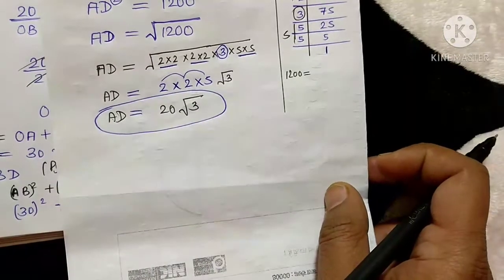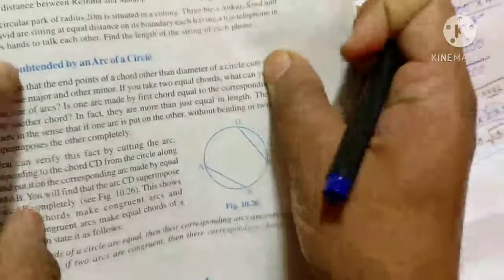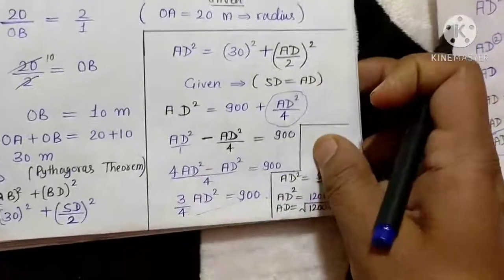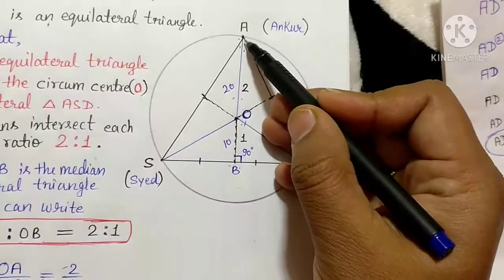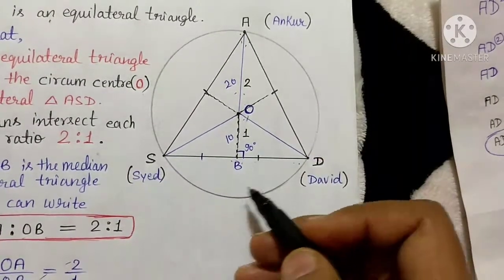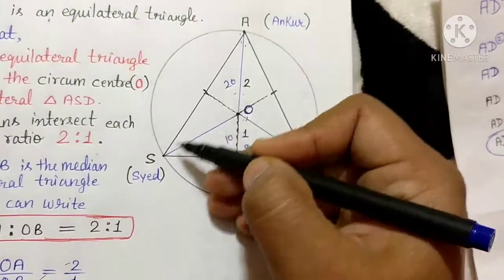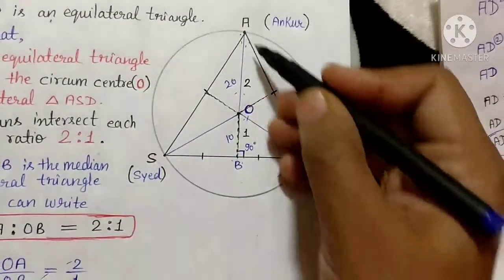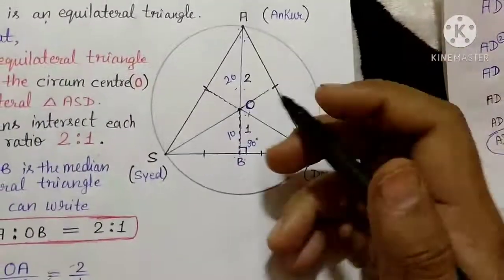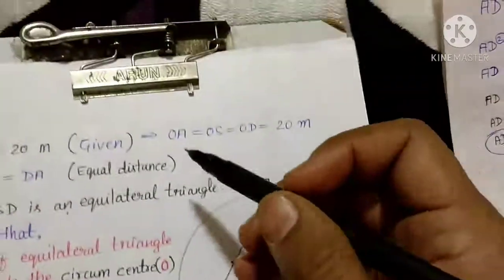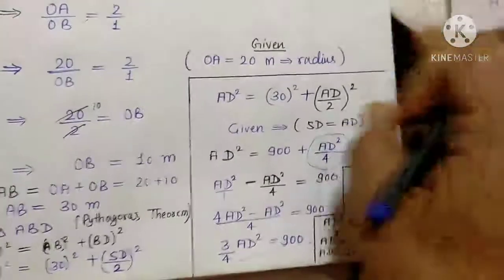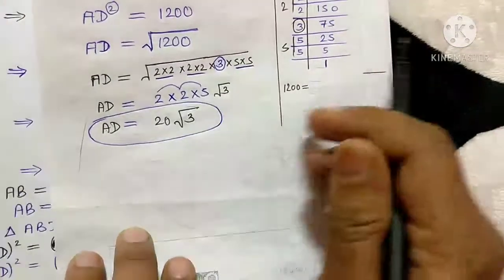And this thing only we have to find in this question. Why? Just check here. Find the length of the string of each phone. This is the string, no? This is the string because Ankur has one toy phone, Shahid has one toy phone, and David also has one toy phone. So they are talking through the string. We have to find the length of the string only. As I have found the length of AD, 20 root 3, it is the length of AS also and SD also, because these are all equal. AS equals SD equals DA. So in this way we have found the length of the string, that is 20 root 3. So I hope it is clear to you.